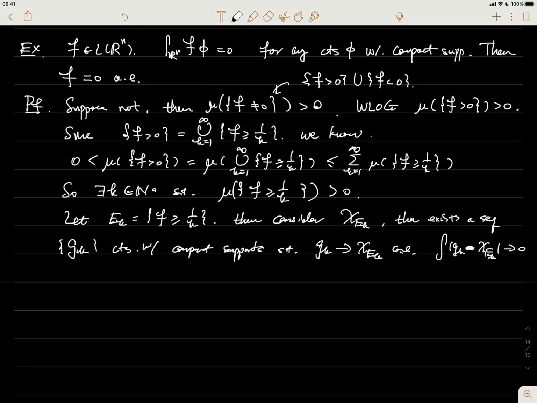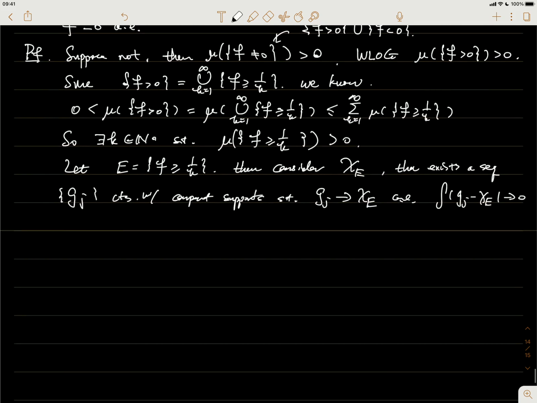So I should not mix the k, but since we already fixed the k, let's just call it E. For this k, we'll call it E, and then I will have the E here, also the E here, and we're going to use g_j instead of g_k. So here g_j with compact support is such that g_j converges to K_E, and the integral of |g_j minus K_E| goes to 0.